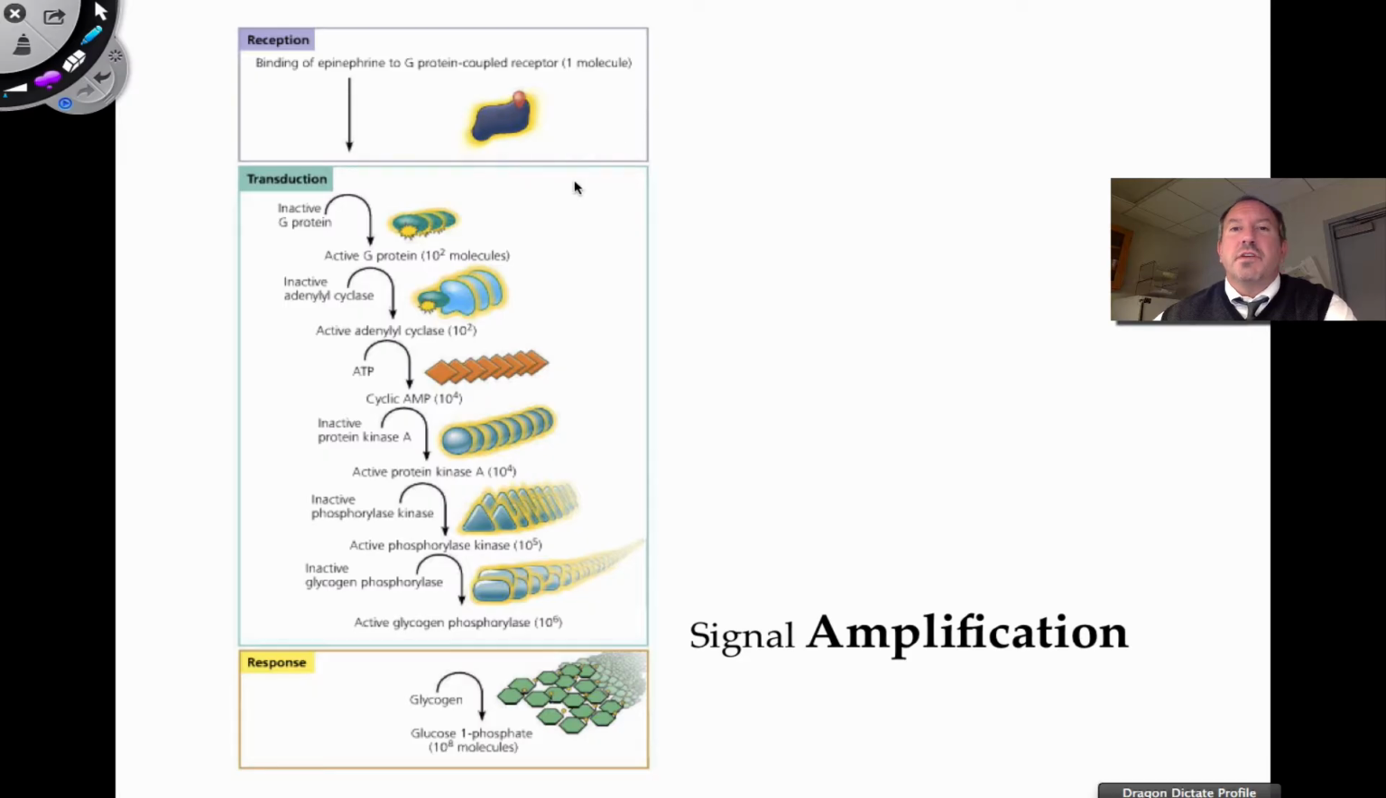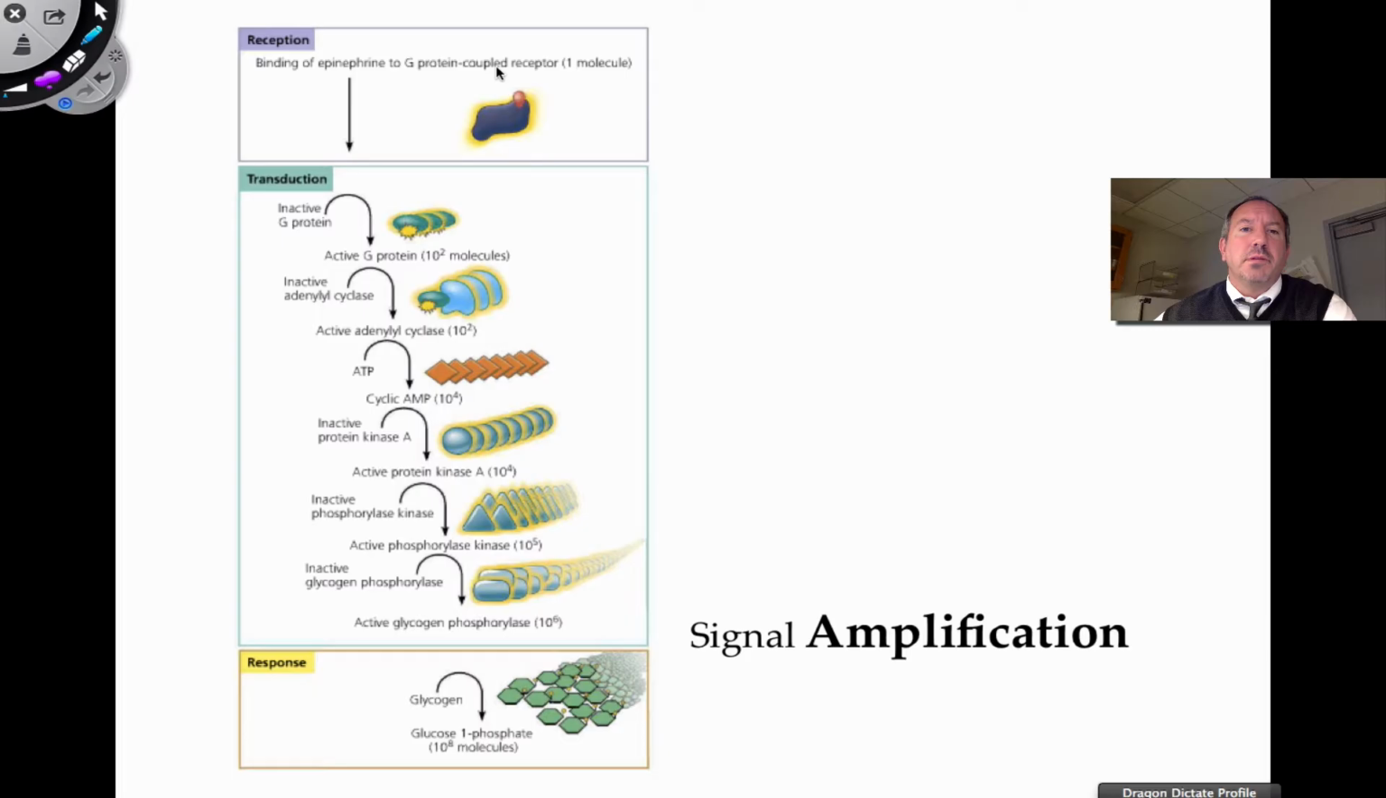So let's say, for example, we're talking about the fight or flight response. Somebody's chasing an animal, and epinephrine is released from the adrenal glands, and it's targeting a muscle cell or a liver cell. The response is to get the polysaccharide glycogen to release sugar in the form of glucose to raise blood sugar levels so that the animal can respond and run away.